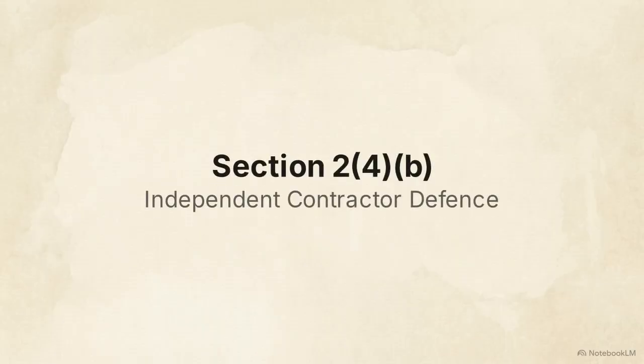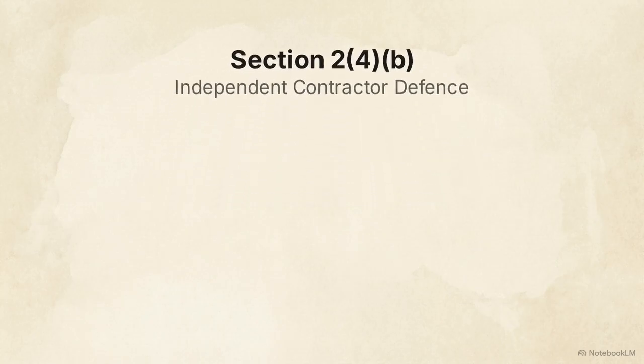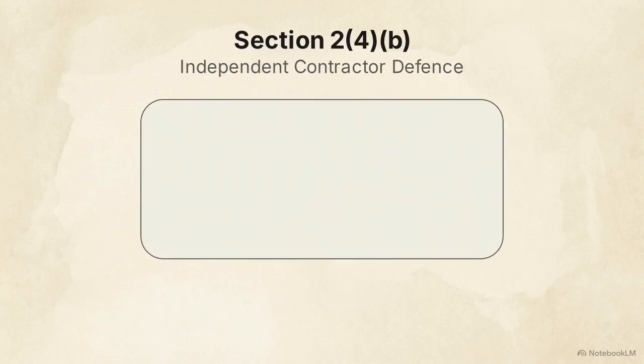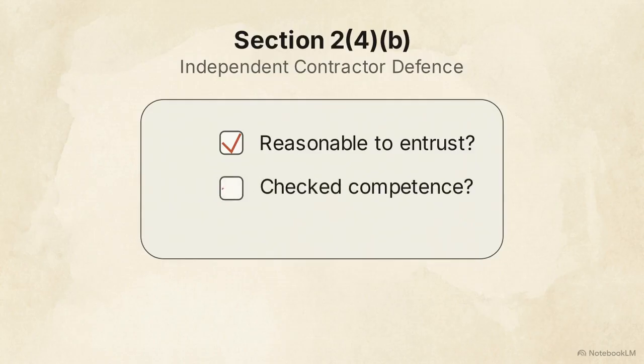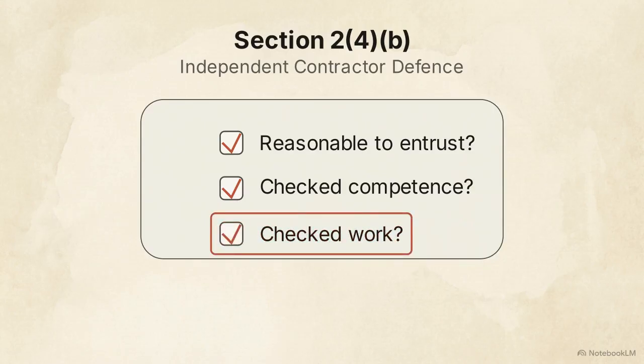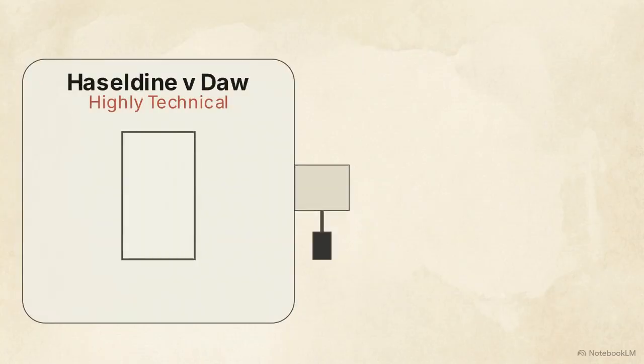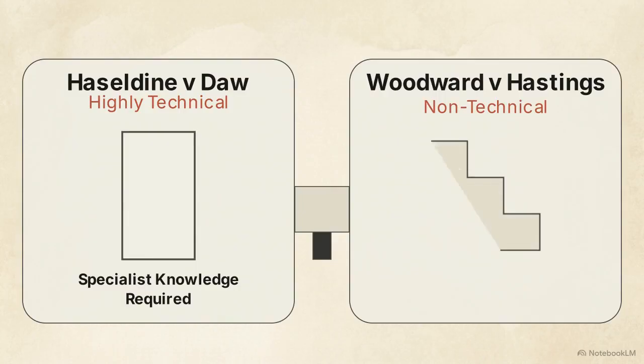Section 2.4b provides a defense if the occupier passes a 3-part test. First, was it reasonable to entrust work to a contractor? Second, did they check competence? Third, did they check the work was properly done? Legal analysis almost always hinges on that final requirement. In Hazeldine v. Daw, courts ruled a landlord couldn't be expected to check complex hydraulic lift repairs. It was highly technical. But in Woodward v.